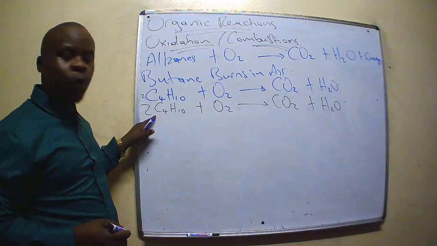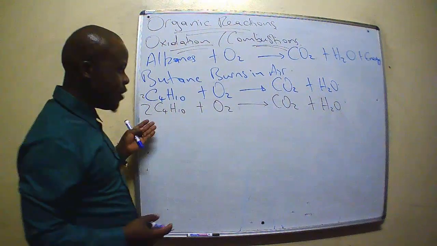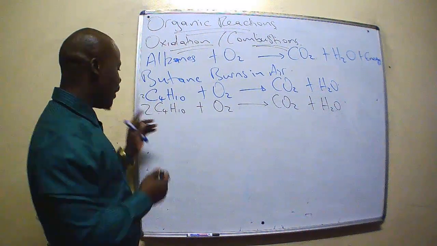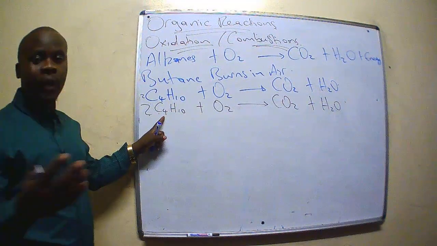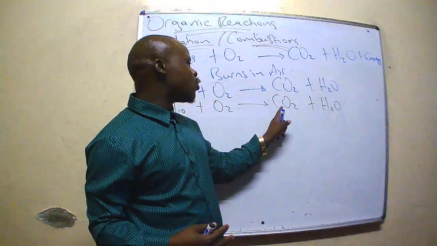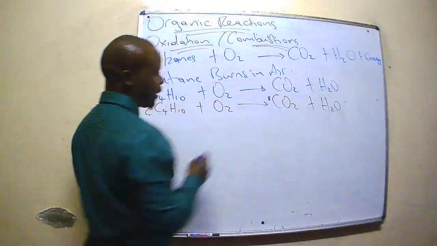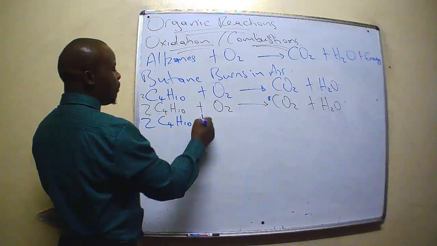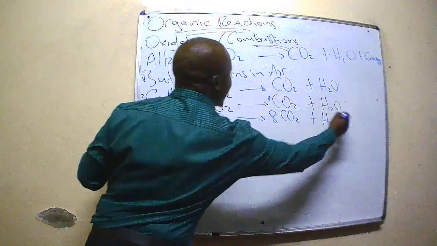After a 2 is introduced, the first atom that we should balance in this equation is our carbon. So carbons on the left hand side are more. There's 4 here and there's 2 as a coefficient. 2 times 4 will give us 8. So 8 atoms of carbon. This other side only has 1 atom of carbon. So to balance them, we are going to introduce an 8 here. So let's rewrite it. It's going to be 2C4H10 plus O2. We get 8CO2 plus H2O.